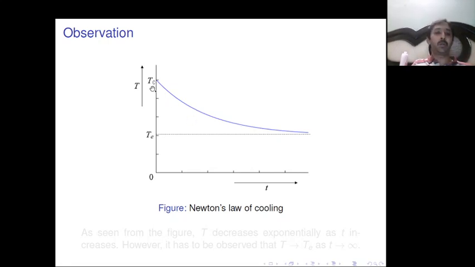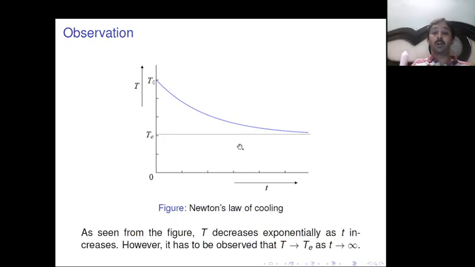T0 is the initial temperature of the body at time t equals 0, as we can see here. So as time progresses, the temperature of the body keeps decreasing and decreasing, and is going to reach capital TE as time becomes larger and larger. So as the time approaches infinity, the temperature of the body will be equal to the temperature of the environment, is what this says.